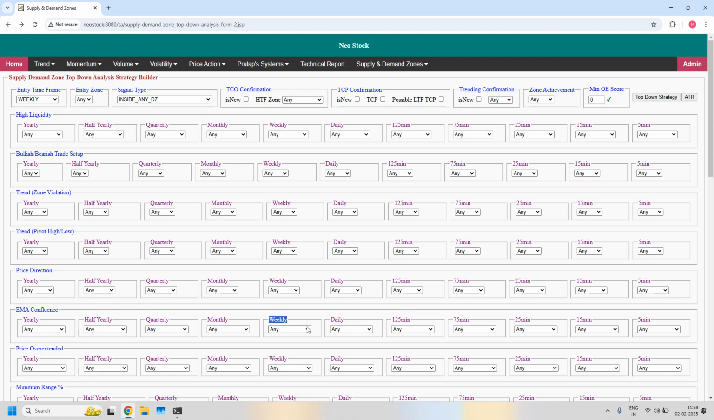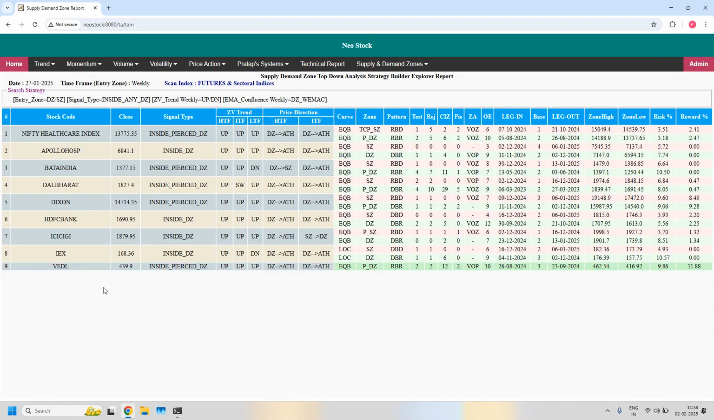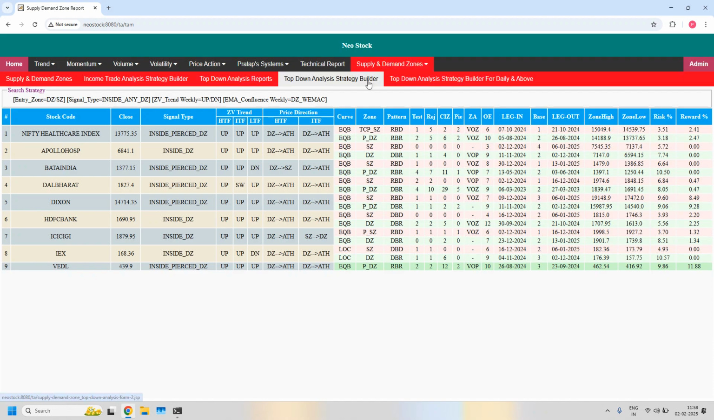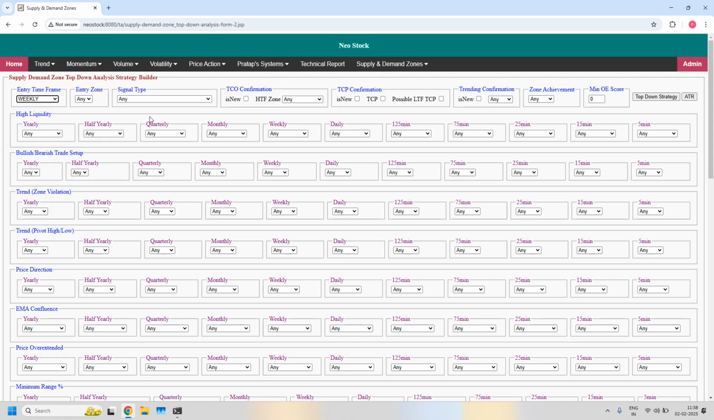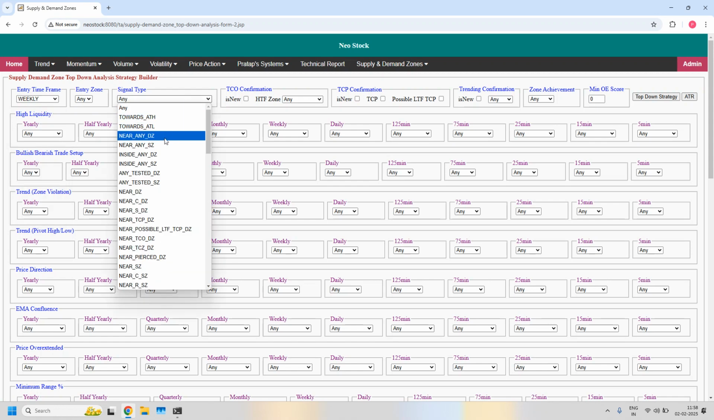So at weekly time frame, I am setting the filter. Weekly demand zones are having weekly EMA Confluence. And the trend at weekly time frame, I am setting up or down. So with these filters, now the list has come down to only 9 stocks. So these 9 weekly demand zones are having weekly EMA Confluence. Okay, this is about price closed inside the weekly demand zone. Next, weekly time frame, price closed inside the weekly supply zone.